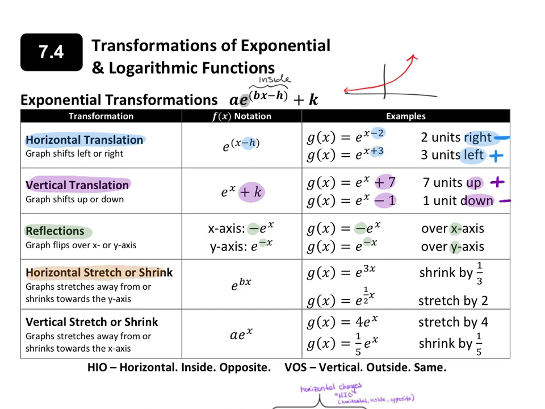Horizontal is on the inside, which also means that it's the opposite. So when we find a number multiplied by x on the inside, potentially in parentheses, we use the reciprocal to talk about what's happening. So if you see a 3 in the exponent, it's actually a shrink by the fraction 1/3. I flipped that number over.